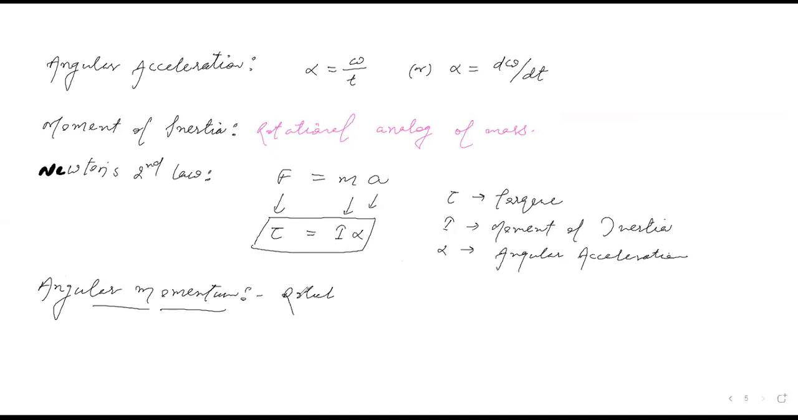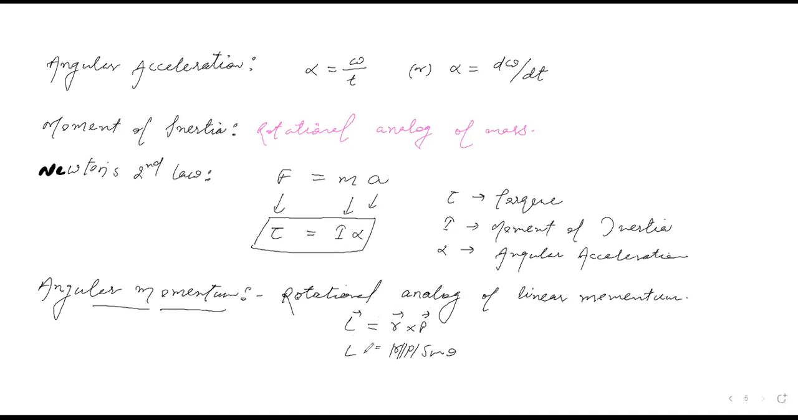Angular momentum is the rotational analog of linear momentum. The formula is vector L is equal to r cross p, or you can also write in magnitude L is equal to r p sine theta. This is your r perpendicular basically. Note it down, please.